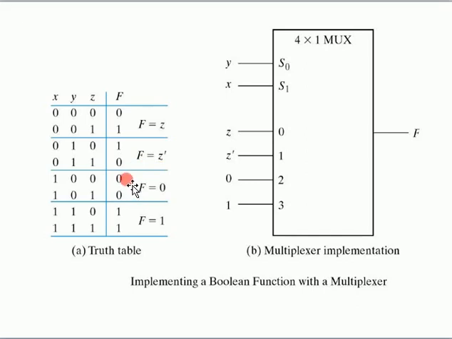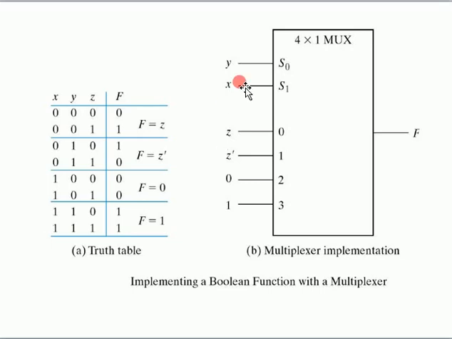In the next row we have 0 0, so f is equal to 0, and in the next we have 1 1, so f is equal to 1. Now you see 0, 1, 2, 3. At input 0 we have z, at input 1 we have z complement, at input 2 we have 0, and at input 3 we have 1.